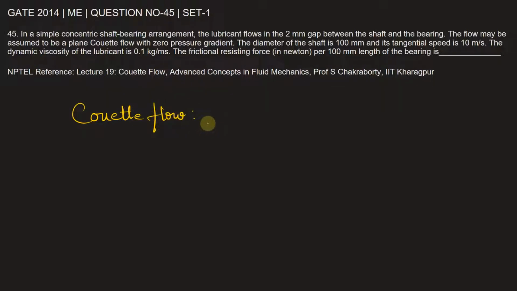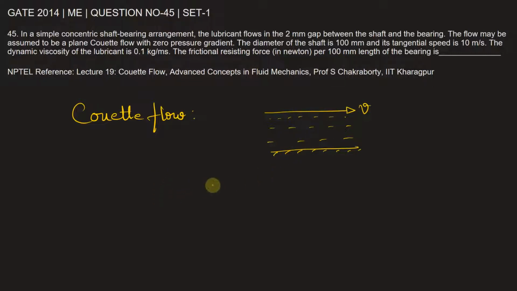Couette flow is the flow of a viscous fluid in the space between two surfaces, one of which is moving tangentially relative to the other. Suppose these are the two surfaces and between them the fluid is there. One of the surfaces is fixed and another surface is moving tangentially with some velocity. Because this is a viscous fluid, there will be shear stress generated.